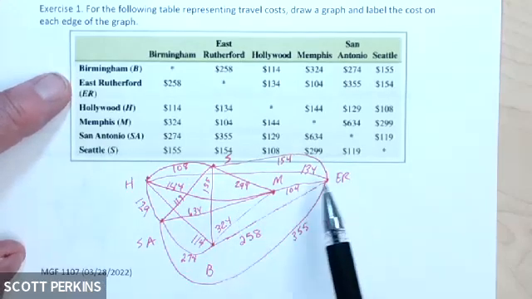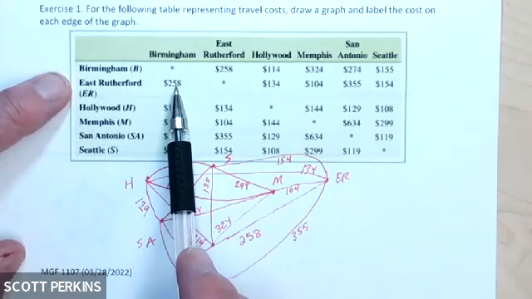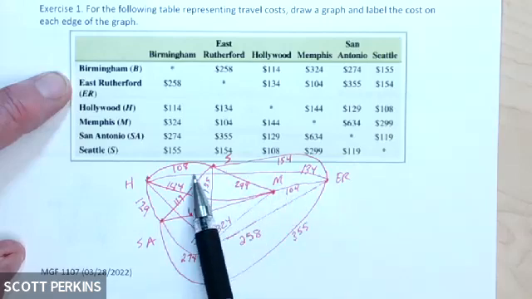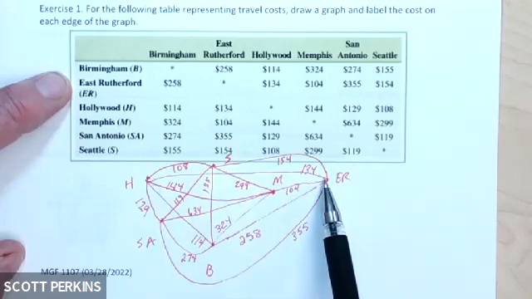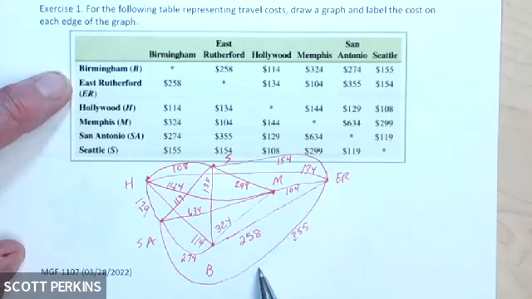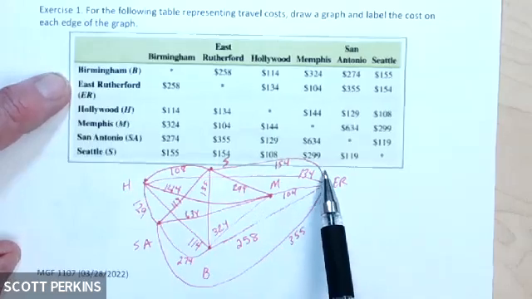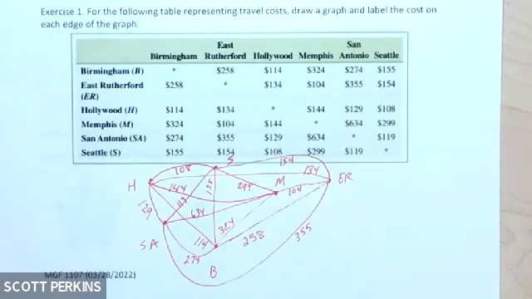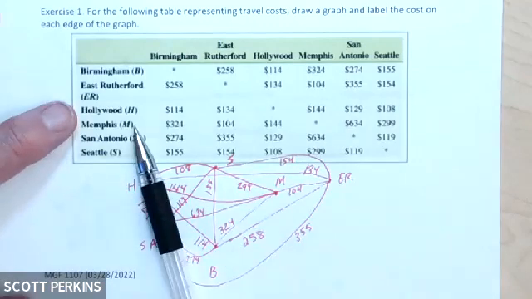East Rutherford, so I've already got the Birmingham one. East Rutherford to Hollywood, I've got this one that goes through the whole middle of this. East Rutherford to Memphis, this is the short one on mine. East Rutherford to San Antonio, I went around the outside just to stop making a big mess. And then East Rutherford to Seattle goes above the top. Again, even if your edges look different than mine, as long as you've got one edge going from East Rutherford to all those places, you're good.